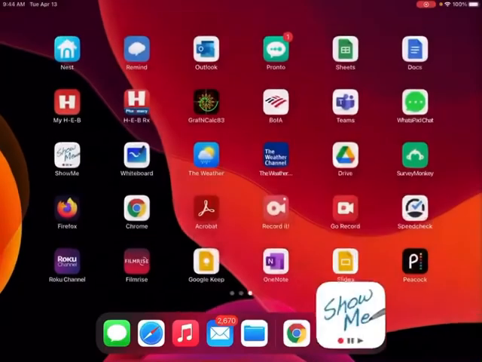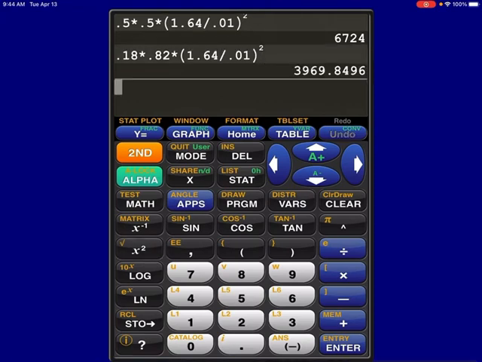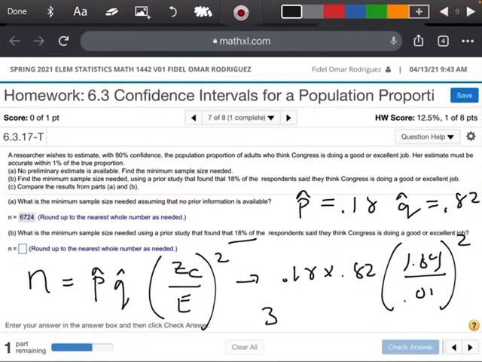So let's do this on the calculator again. 0.18 times 0.82 times, we said, 1.64 divided by 0.01. We're going to square that. Okay, so I'm coming up with 3969 point something. So I'm going to have to round it up to 3970, because if you notice, it says round up.